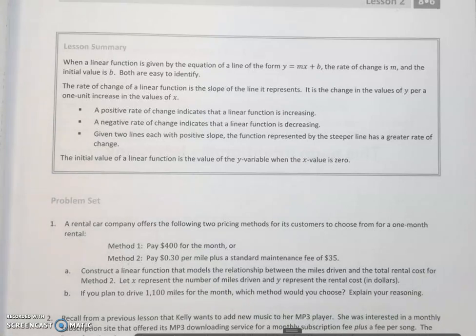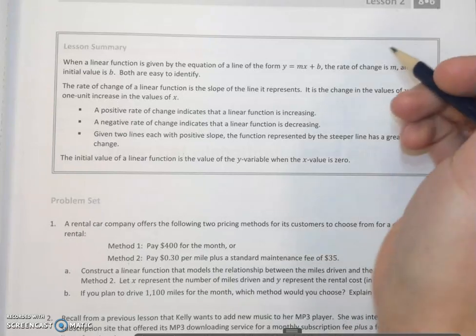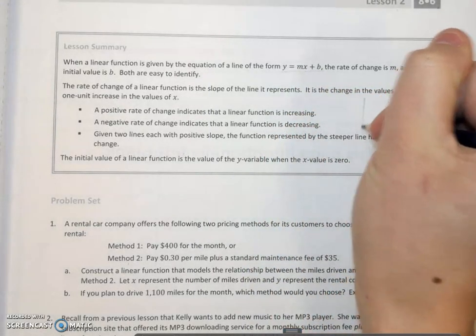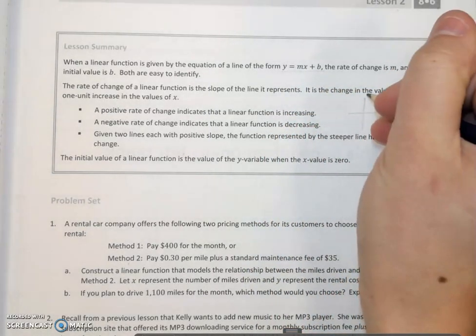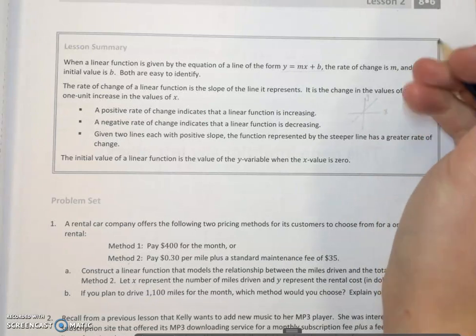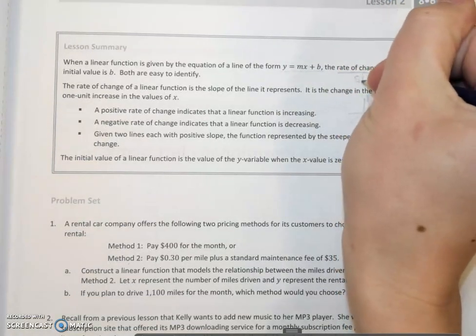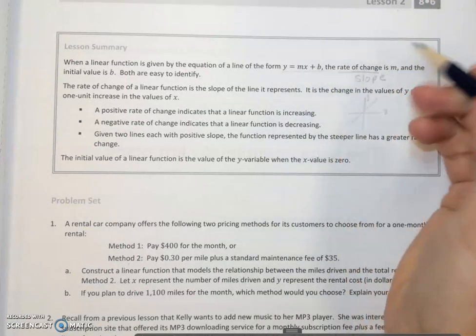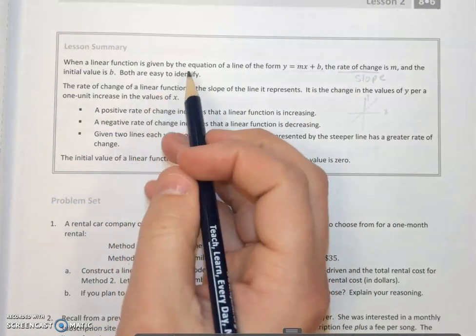So lesson summary: when a linear function is given by the equation of a line of the form y equals mx plus b, the rate of change is m, and the initial value is b. Both are easy to identify. So basically all that's saying is when we have y equals mx plus b, which we know if we were to graph would be a line on a graph. So here's our graph, here's our y-axis and our x-axis, and here's our line. It's saying that the rate of change, which is also the slope, which is m, and the initial value b, so that's our constant, that's our starting point, are easy to identify.